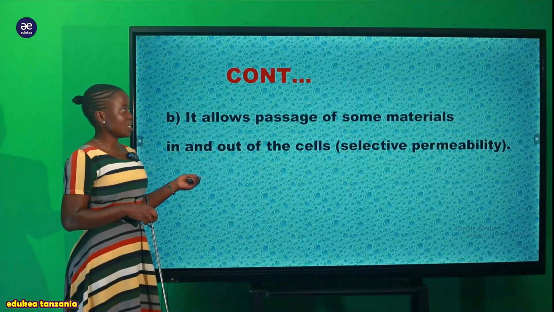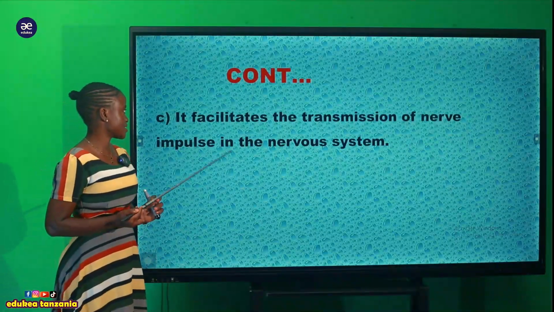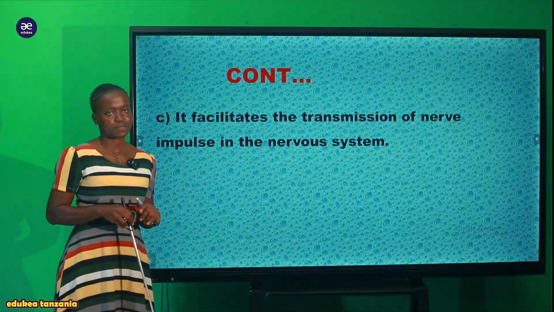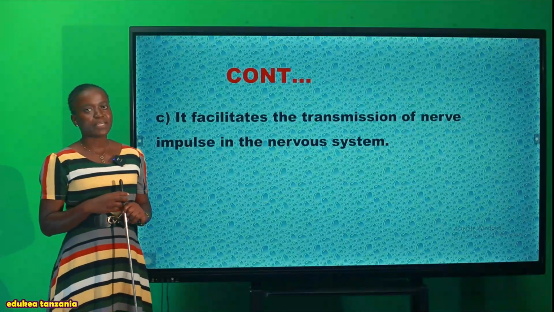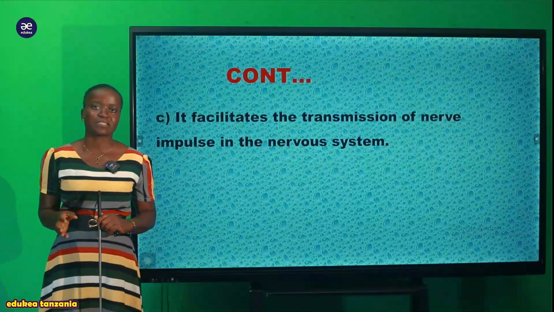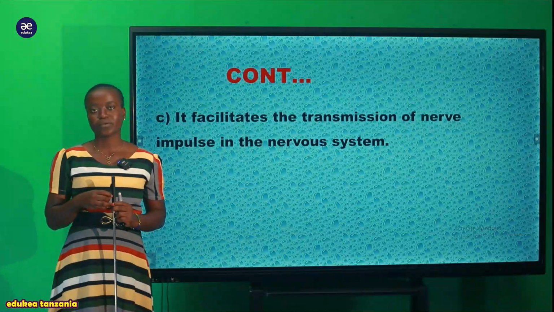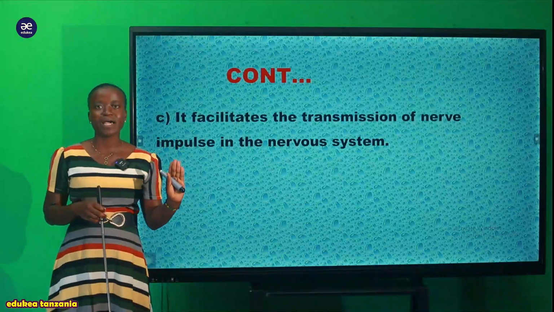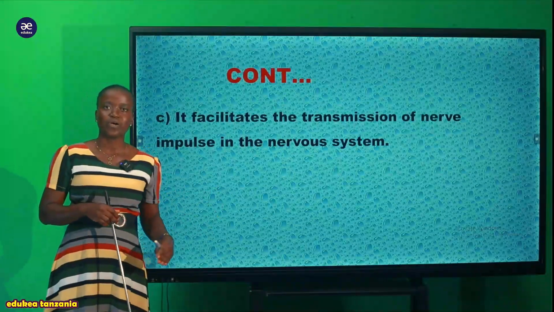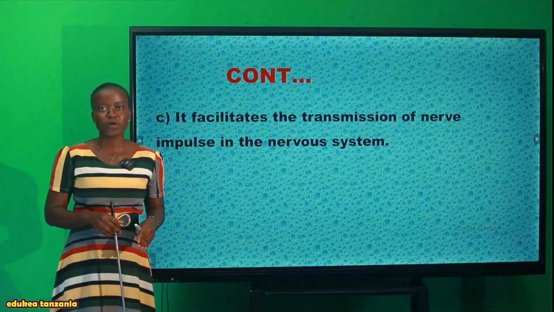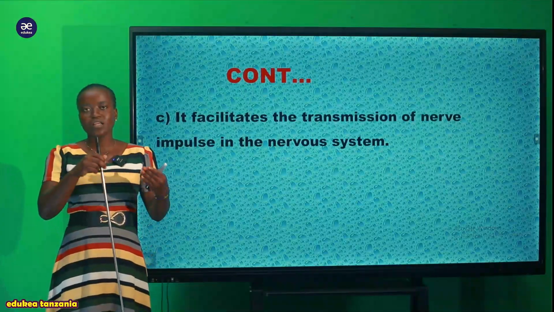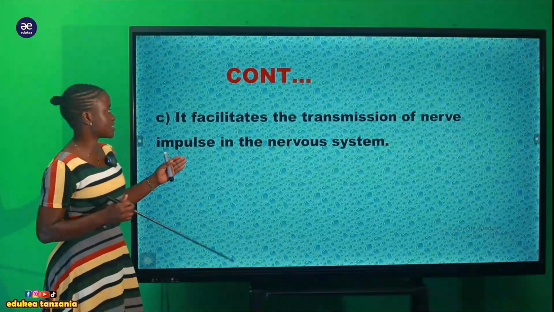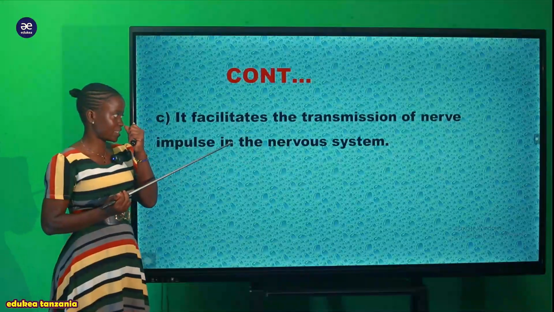And another function of the plasma membrane, simply we can say that it facilitates the transmission of nerve impulse in the nervous system. Pia plasma membrane inasaidia sana kwenye transmission of nerve impulse. Ukiangalia kwenye synapse there is a membrane. So ile membrane ile cell membrane ndiyo ambayo inasaidia kwenye transmission of nerve impulse kutoka kwenye nerve moja kwenda kwenye nerve nyingine. So the role of the cell membrane or plasma membrane works there. So we can simply say that it facilitates the transmission of nerve impulse in the nervous system.